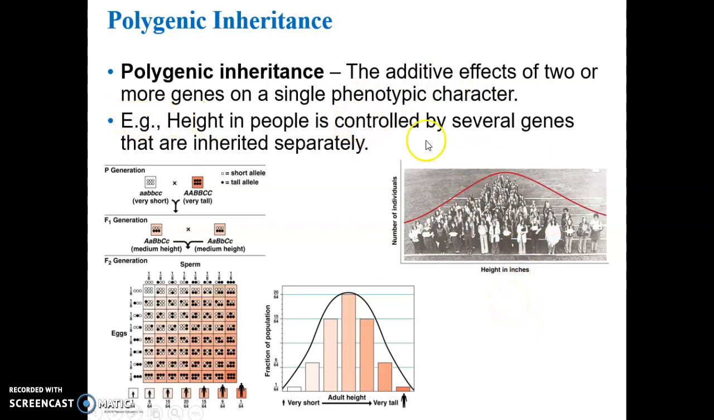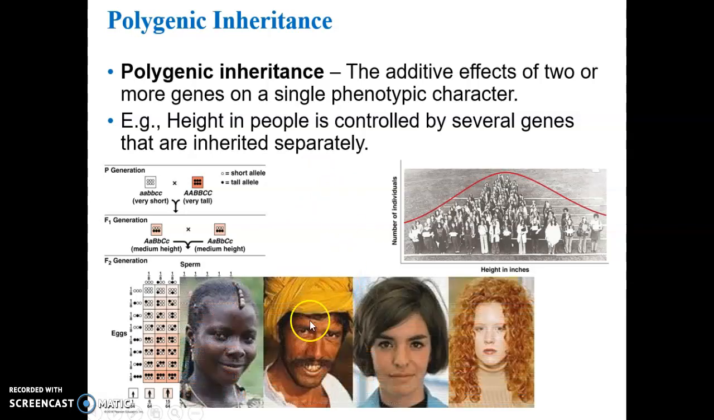Okay. So height in people is controlled by several genes that are inherited separately on different chromosomes, and how those genes get expressed will determine how tall we are or how short we are. Okay. And the same for skin color, eye color, hair color, the texture of our hair, many, many characteristics, even to a certain degree intelligence. Okay. Polygenic inheritance: multiple genes, alleles influencing some phenotypic characteristic. Right? The phenotypic characteristic is the physical characteristic of individuals or organisms.